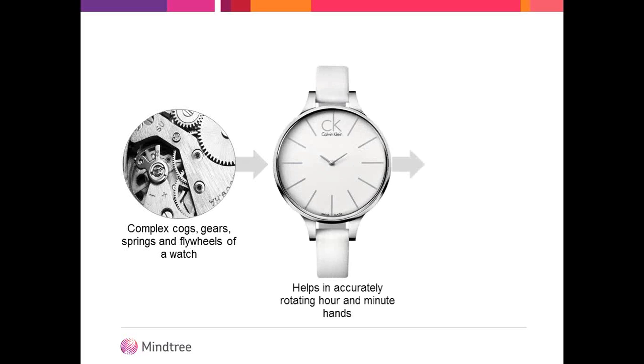You have complex cogs, gears, springs, and a flywheel inside a watch, and you see that the whole organization of it is immensely complex. One's functioning results in others functioning and controlling the other components within a watch, and so on and so forth. One would think that it's a very complex thing at the end of it. But what it really does is basically help accurately rotate the hour and minute hand in a watch, and that's the simplest job that it does.